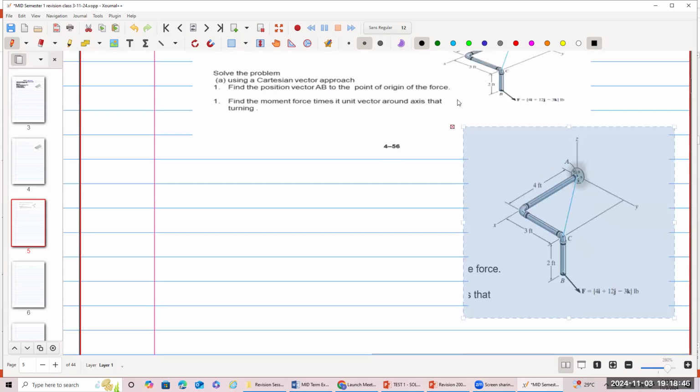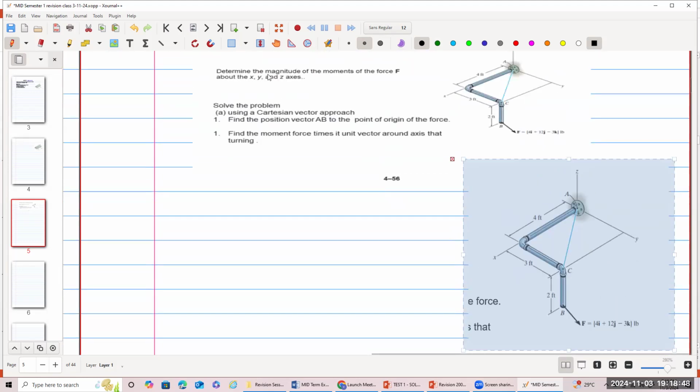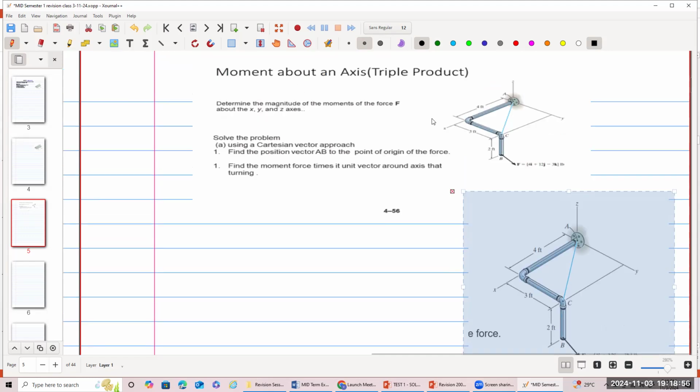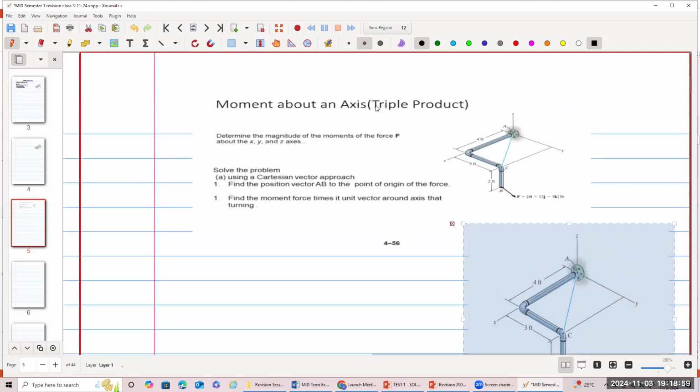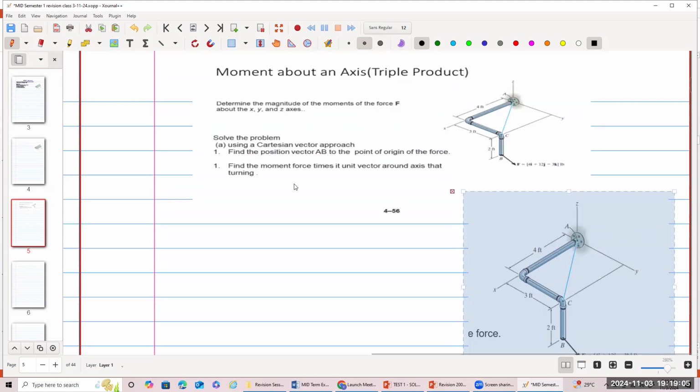Let's say here you must determine the magnitude of the moment of the force F about the X, the Y, and the Z axis. So now this is about an axis. I put triple product here because in our process, the triple product technically comes in. You see that?